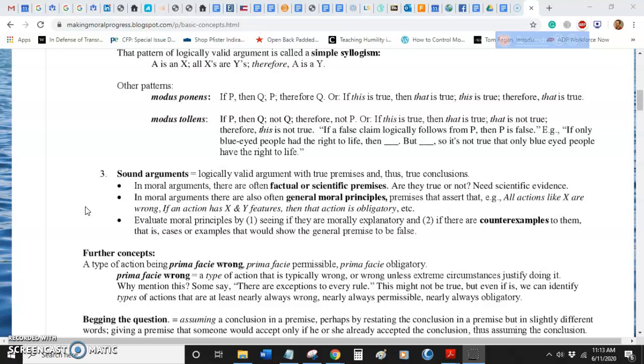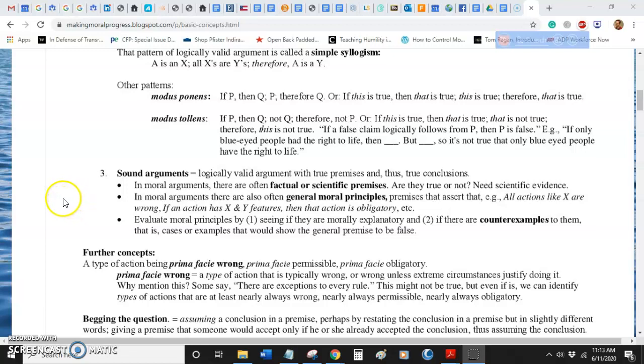Suppose somebody says, any action that's fun for me to do is a morally permissible action. Well, you could think, no, there could easily be counterexamples here. You might find doing all sorts of awful things to be fun, but doing those awful things is wrong. So that's not a good principle.